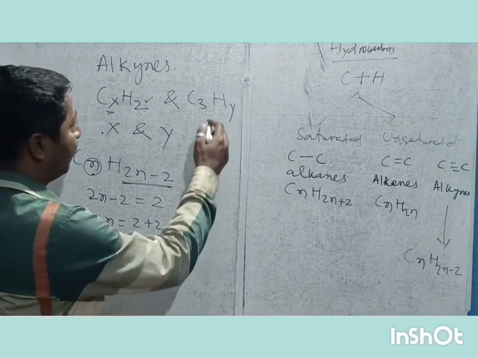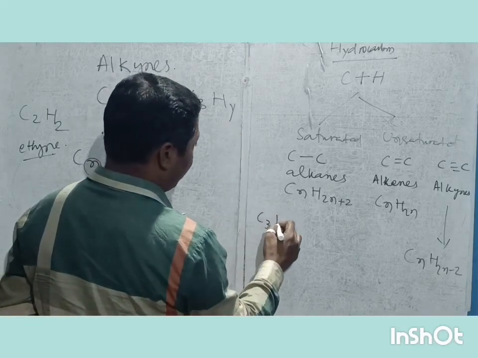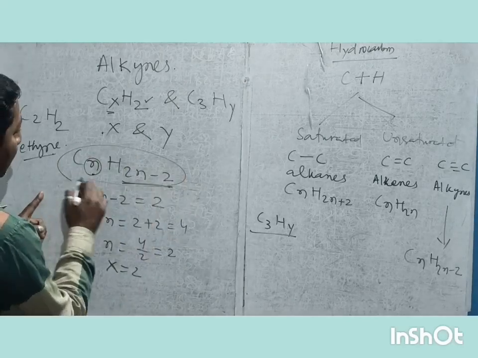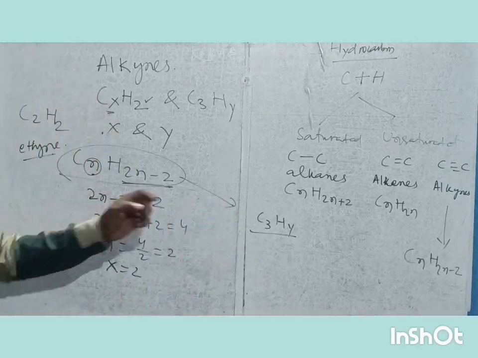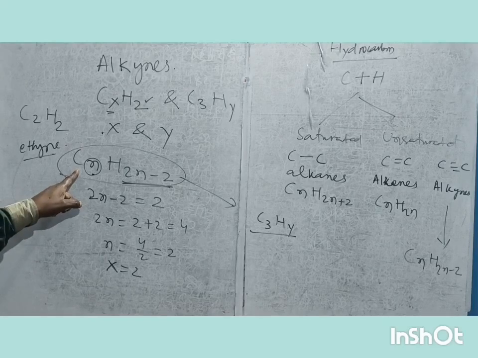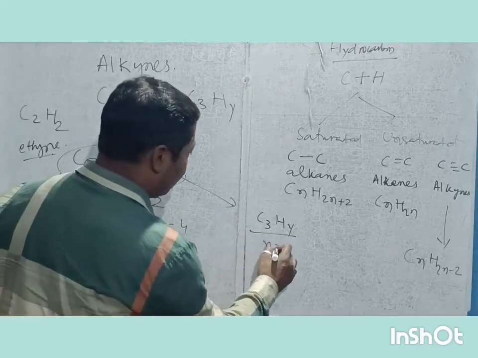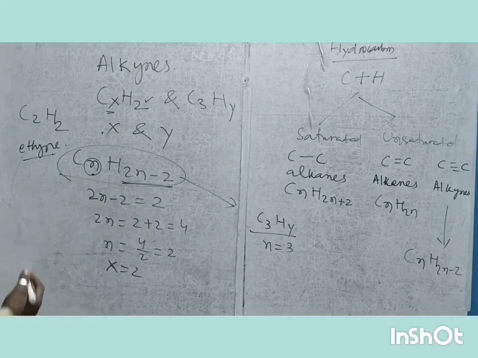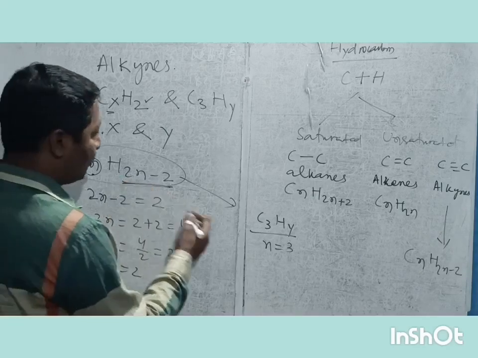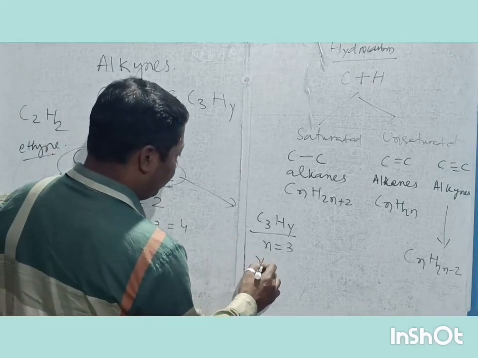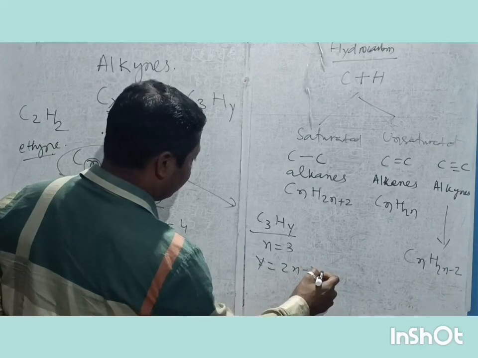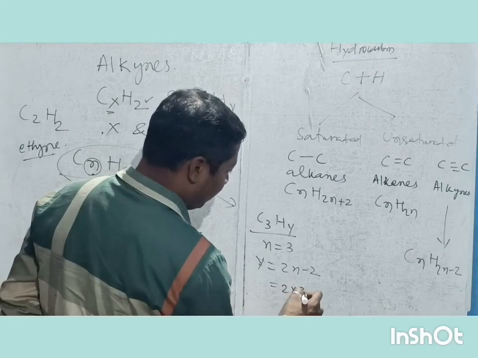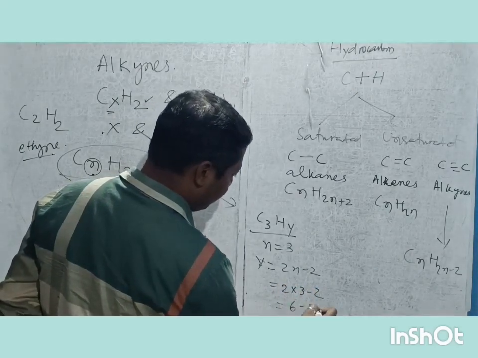Okay. So let's calculate y. C3Hy. I have to calculate y from this molecular formula, comparing with Cn. C3 means n equals 3 is given. You have to calculate the number of hydrogen atoms, so that we will get y. So n equals 3 means y equals 2n-2. So the value of n is 3, 2 into 3 minus 2, 6 minus 2 equals 4.